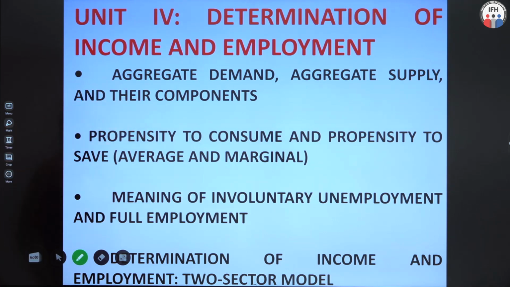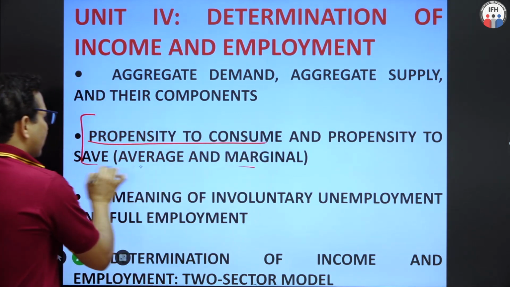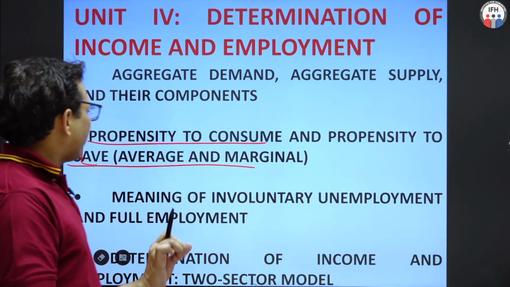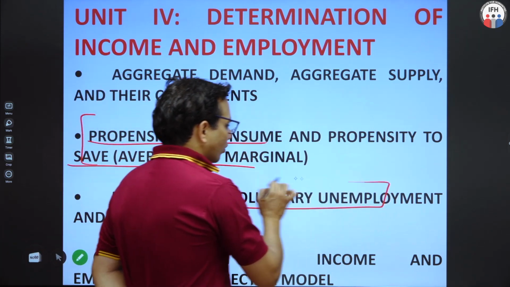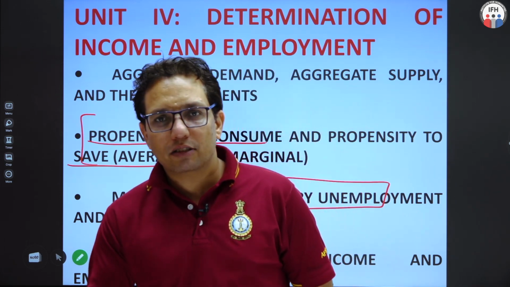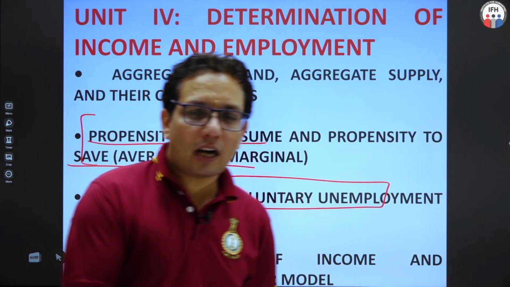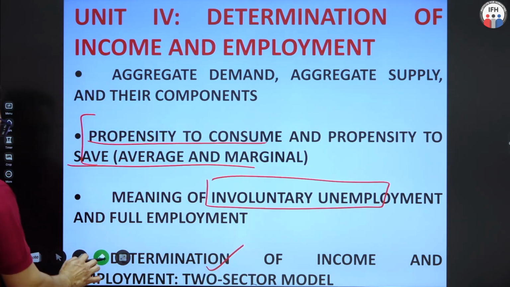As we discussed, we'll discuss aggregate demand, aggregate supply and their components. Then we'll also discuss what is the propensity to consume and what is the propensity to save. We'll discuss both average propensity and marginal propensity. We'll discuss what is involuntary unemployment and what is voluntary unemployment. Then we'll discuss various other types of unemployment, seasonal unemployment, disguised unemployment, how to measure unemployment. Then we'll discuss determination of income and employment, a two-sector model.